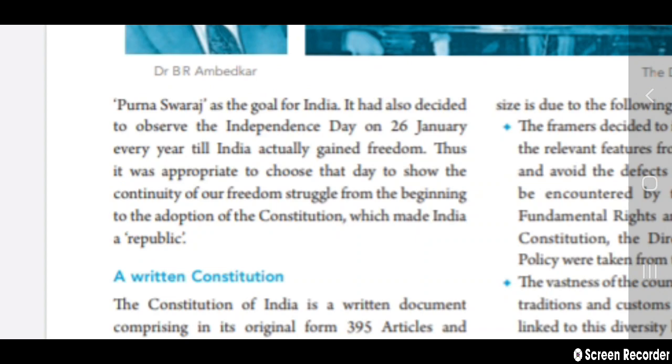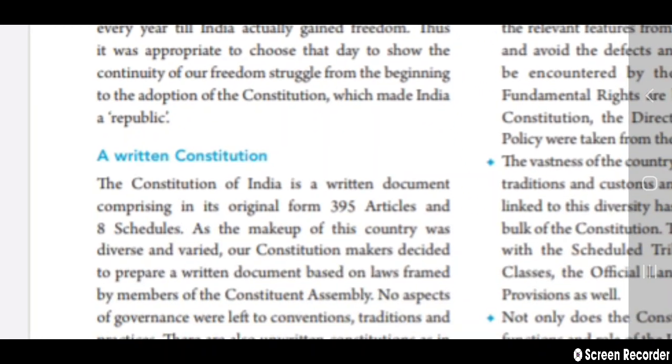Thus it was appropriate to choose that day to show the continuity of the freedom struggle from the beginning to the adoption of the constitution that made India a republic.